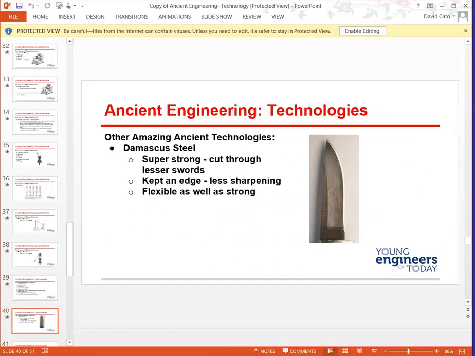So one really cool ancient technology was Damascus steel. It's got this cool wavy pattern in the knife. It's super strong. It can even cut through inferior swords. This is the strongest metal at the time. It kept an edge, and it was also flexible. That was really cool. The knives are like wedges because they are really thin, and they split things apart. That makes sense, right? So when you stab something with a knife, you're taking advantage of the simple machine of the wedge.